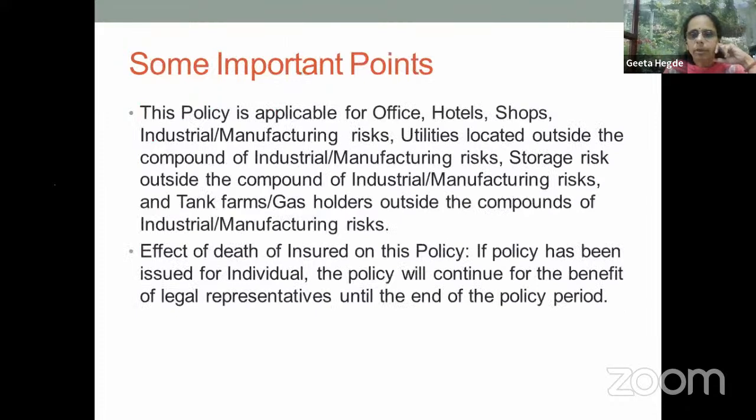Now, some important points which we should know are that this policy is applicable for office, hotel, shops, industrial, manufacturing risk, utilities located outside the compound of industrial manufacturing, storage risk, tank farm, gas holder. So this is common for all except dwelling. For dwelling, the Griha policy is there, where there is no limit of any sum insured. So there is no upper limit on sum insured for Griha; a higher sum insured will not be underwritten or issued under the SFSP policy. For dwelling, whatever the sum insured, it will always be a Griha policy only.